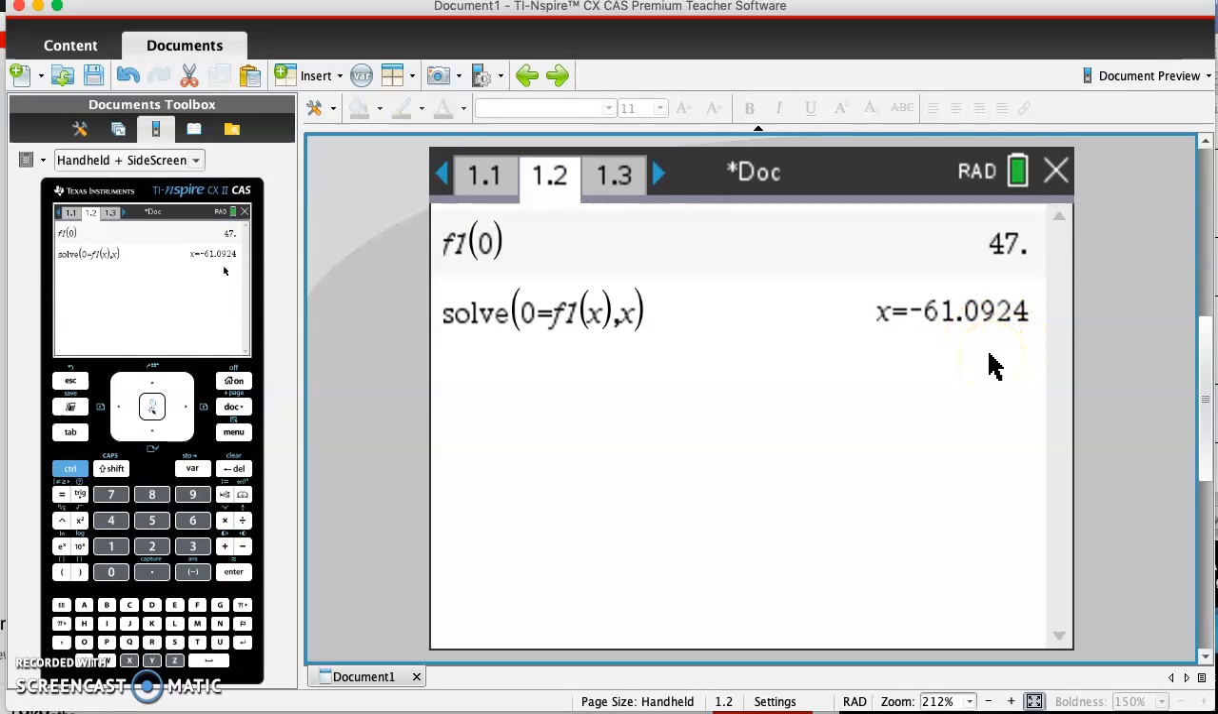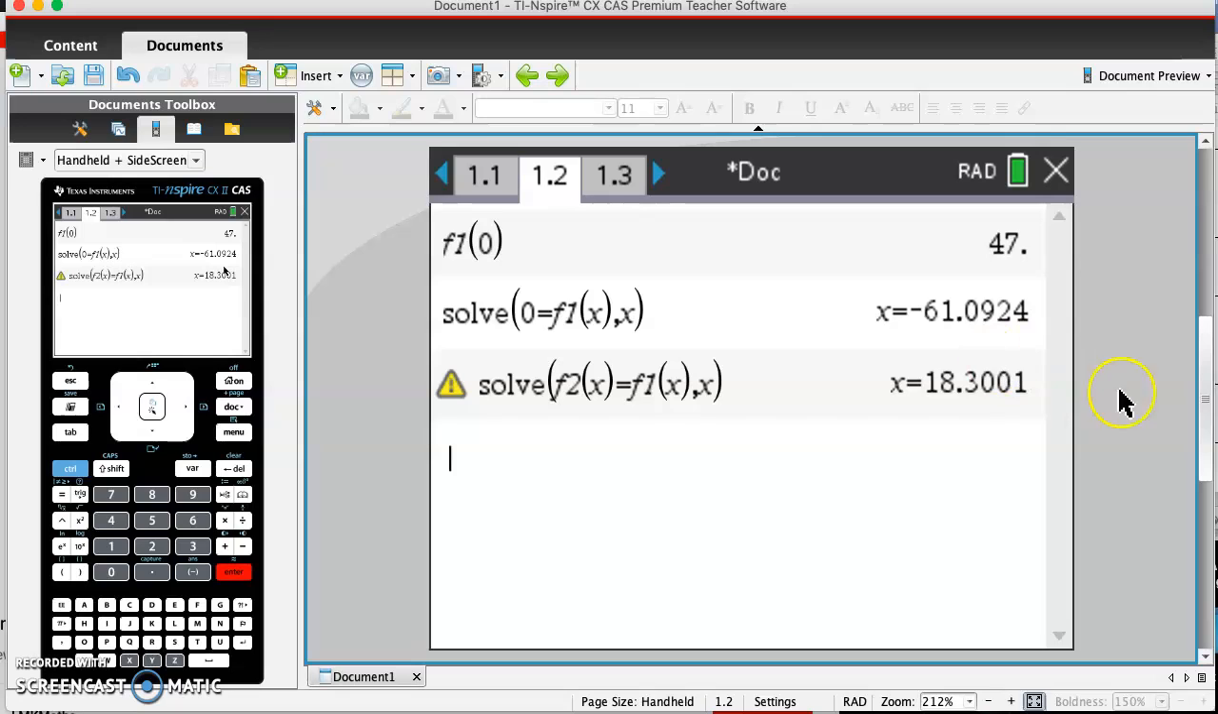If I want to figure out where they intersect, then again I can use my solve command. This time, rather than typing it again or using my menu, I'll just hit the up arrow a couple of times. I'll copy that and I'll change it. I want to know where the function 2 has got the same value as function 1. So if I press enter, it'll now tell me what the x value of where those two meet.